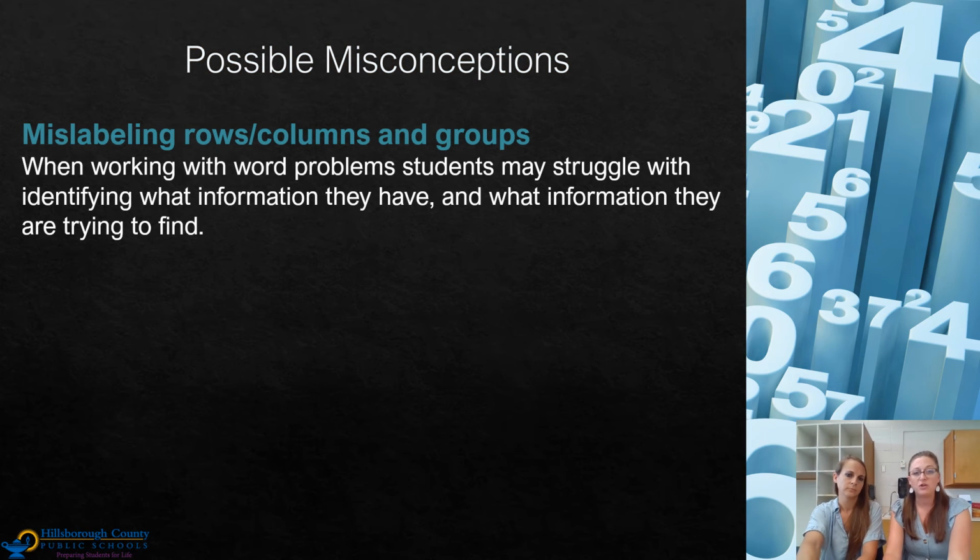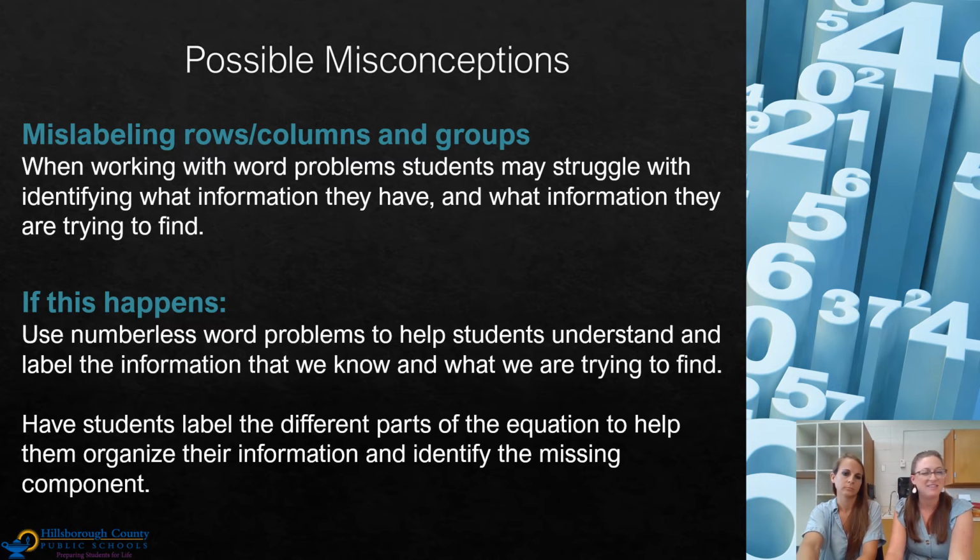Another misconception that your students might have is mislabeling rows and columns and groups. When you're working with those word problems, students may struggle with identifying what information they have and what information they're trying to find. They may be number pluckers and take those 2 numbers that they see and add them when really it might be a multiplication problem. If this happens, we might use numberless word problems to help students understand what's actually happening in that word problem. And then they may take those numbers after they're put in to identify and draw a model of what it actually represents in that word problem.